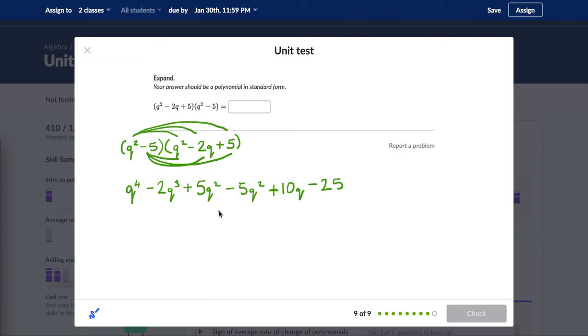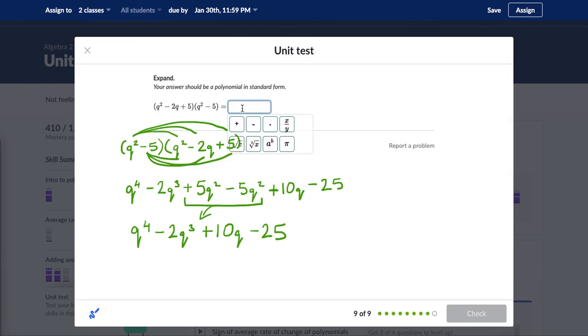Right? So let's combine like terms. It looks like the only terms we need to combine are these two right here. So we have q to the 4 minus 2q to the 3rd. These cancel each other out, so we're going with plus 10q minus 25. You can kind of see there that there's a 0q squared tucked in there that we don't see because it's not necessary.